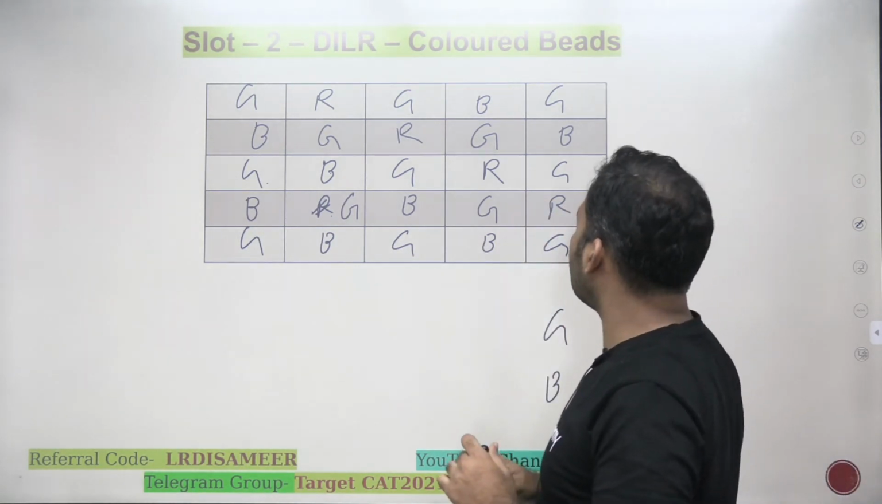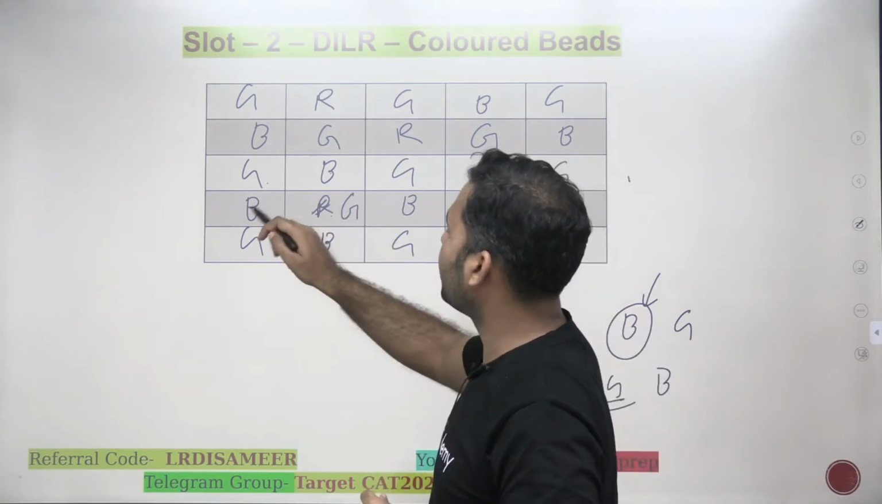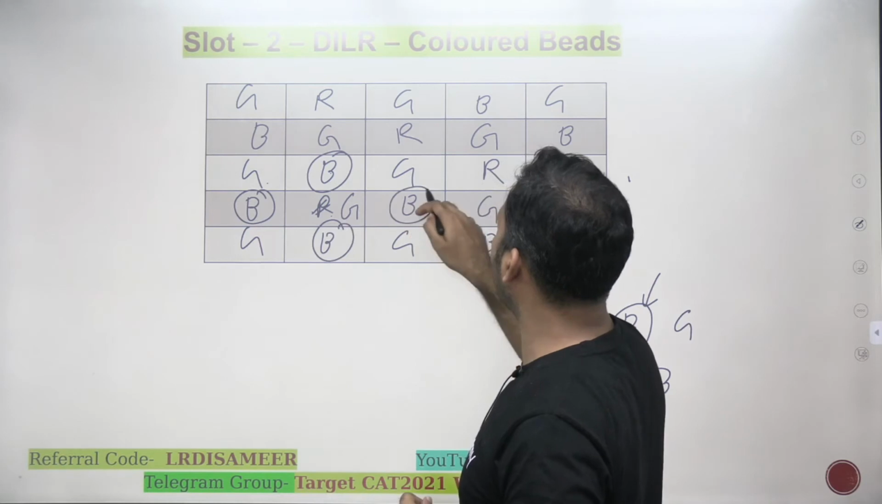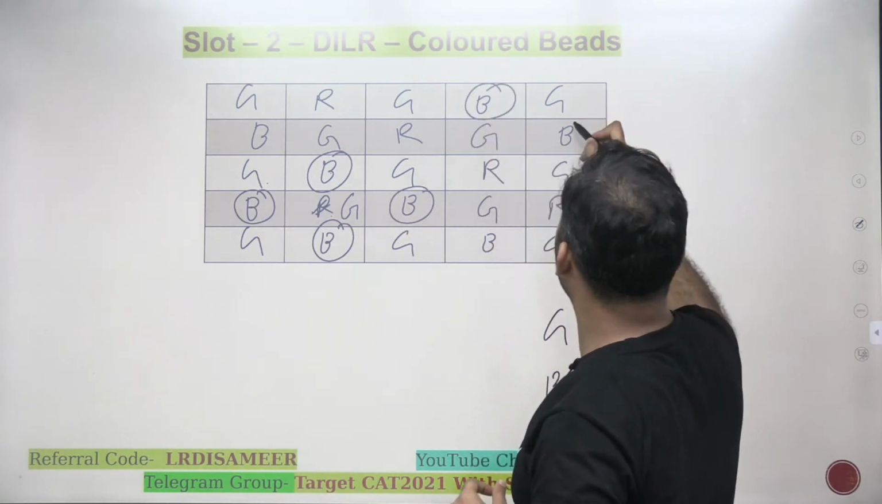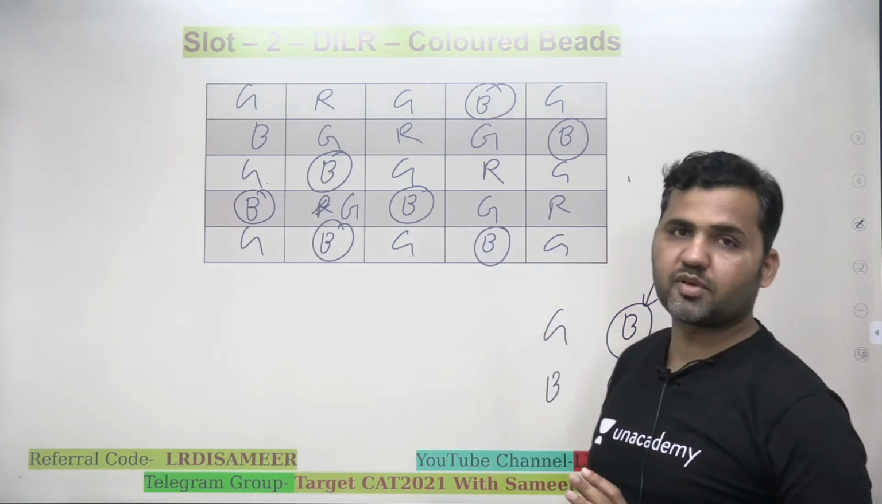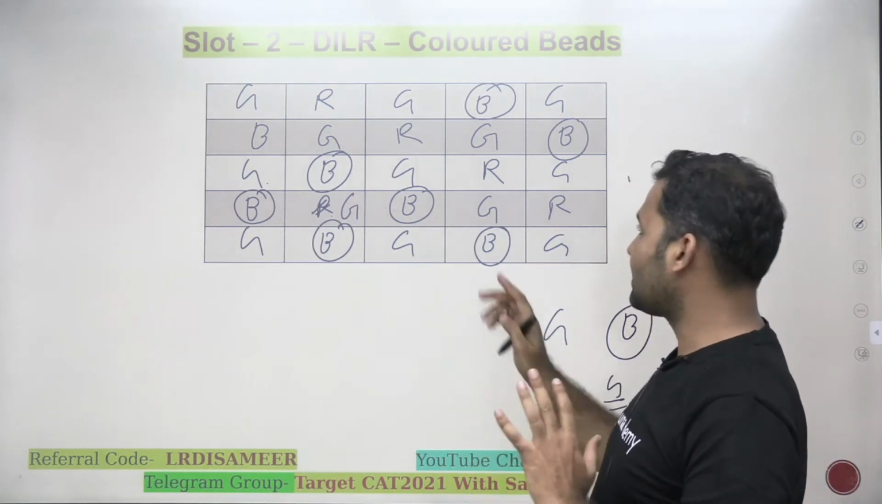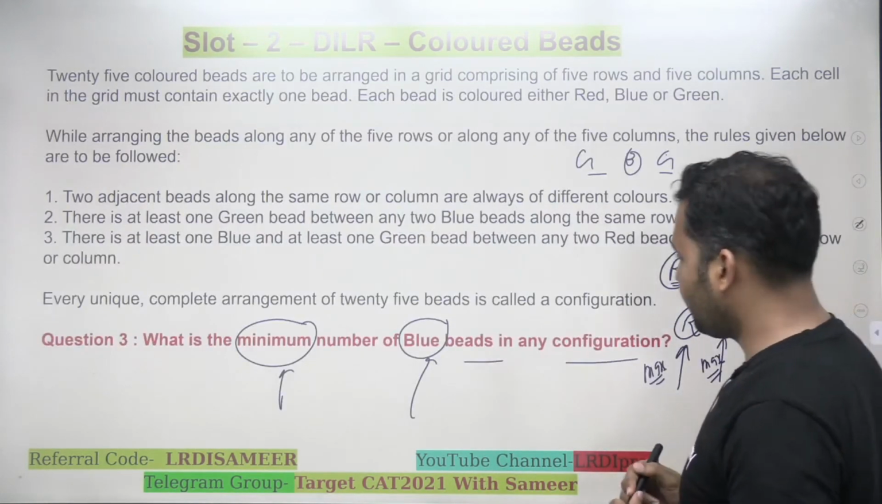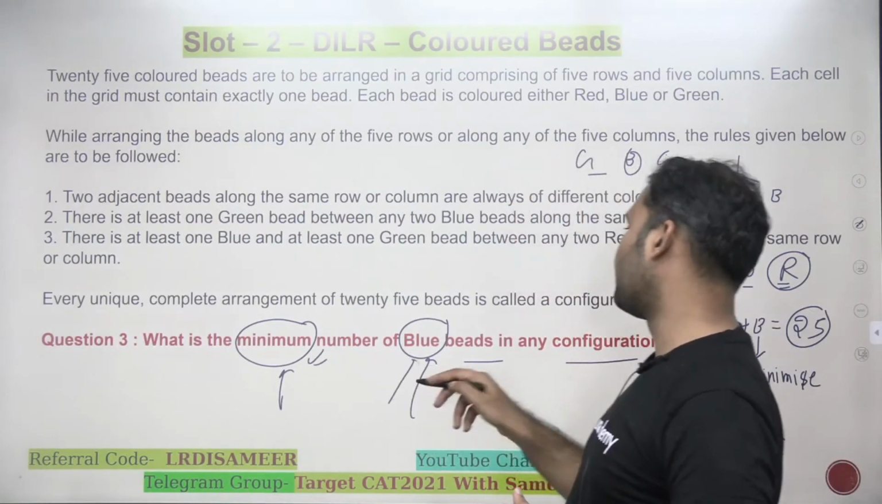But what is the number of times you're using the blue color? Let's check it out. 1, 2, 3, 4, 5, and 6, and 7. Here you have 7 blues. So therefore, this cannot be the answer because as per the question statement, I'm supposed to find out the minimum number of blue beads, right?